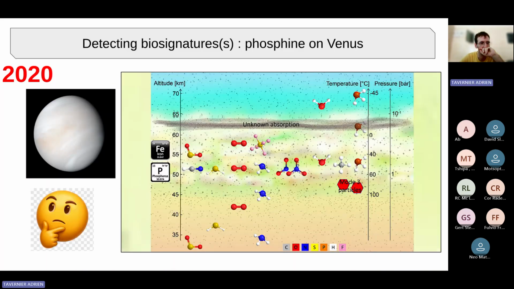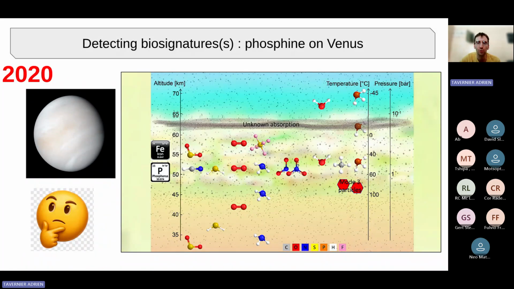And the last one, 2020, the phosphine on Venus. So phosphine is PH3, it's here. It was also very controversial, and most of the studies say that there is no phosphine on Venus, and if there is phosphine, it's of abiotic origin. But this is really interesting, because we are not seeing a biosphere on the surface, but in the clouds. So we are in a very particular world.